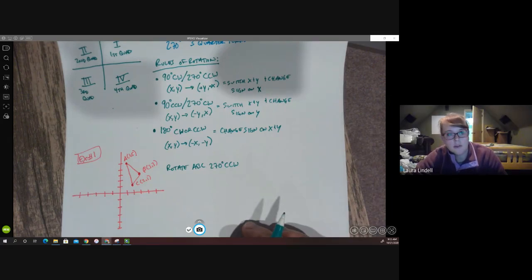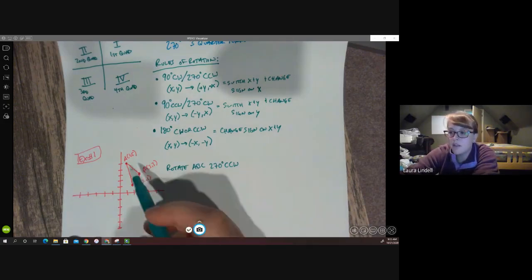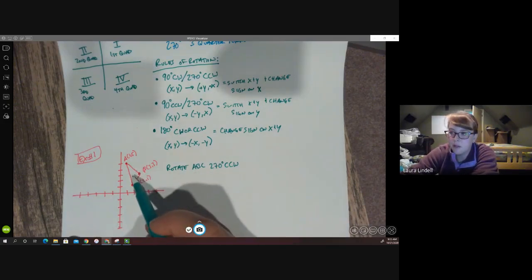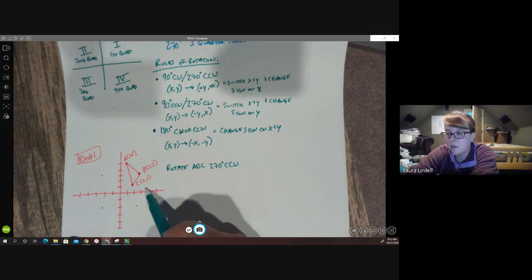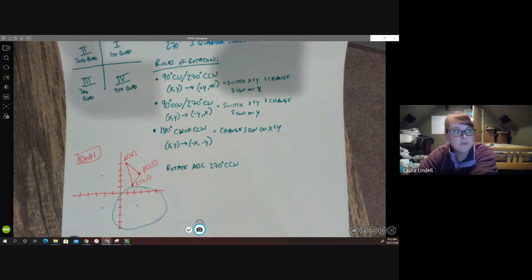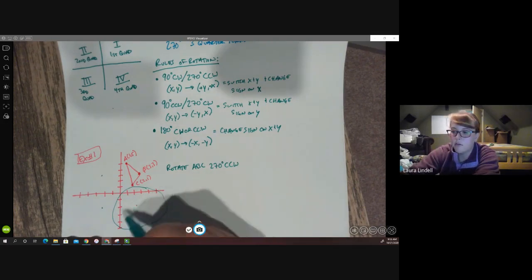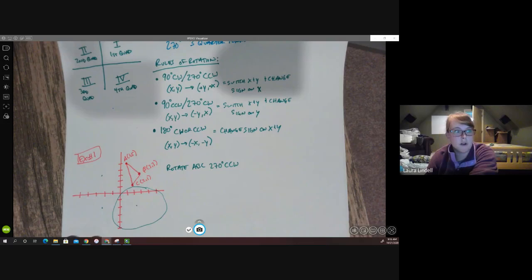Okay. So 270 degrees counterclockwise. And what I like to do first is kind of help myself figure out where I'm going to end up so that I can kind of check myself at the end. 270 degrees counterclockwise from here is going to put me 3 quadrants to the left. So 1, 2, 3. That means I'm going to end up somewhere down here. So if I've done it right at the end, all of my points should be down here in the 4th quadrant. If I end up with them somewhere else, then something went wrong.